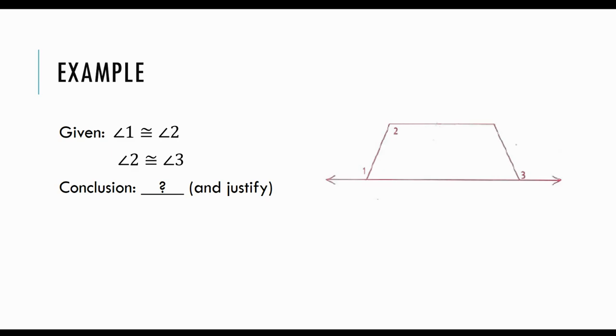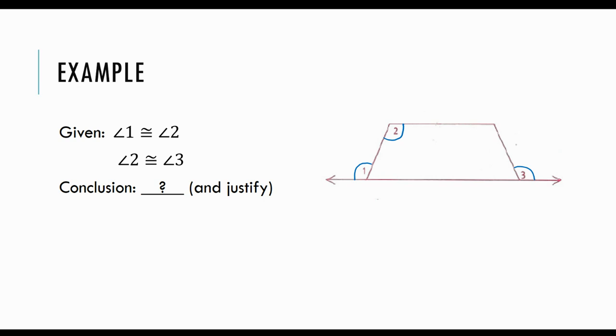So here we have an example where if we look at the picture, we're told that angle 1 is congruent to angle 2. So I'm going to mark that in my picture. Angle 1 and angle 2 have the same markings. We're also told that angle 2 is congruent to angle 3. So because angle 2 already has a marking, that's how I get to mark angle 3. What we want to do now is decide on what our conclusion would be, and then we're going to justify that with a reason.